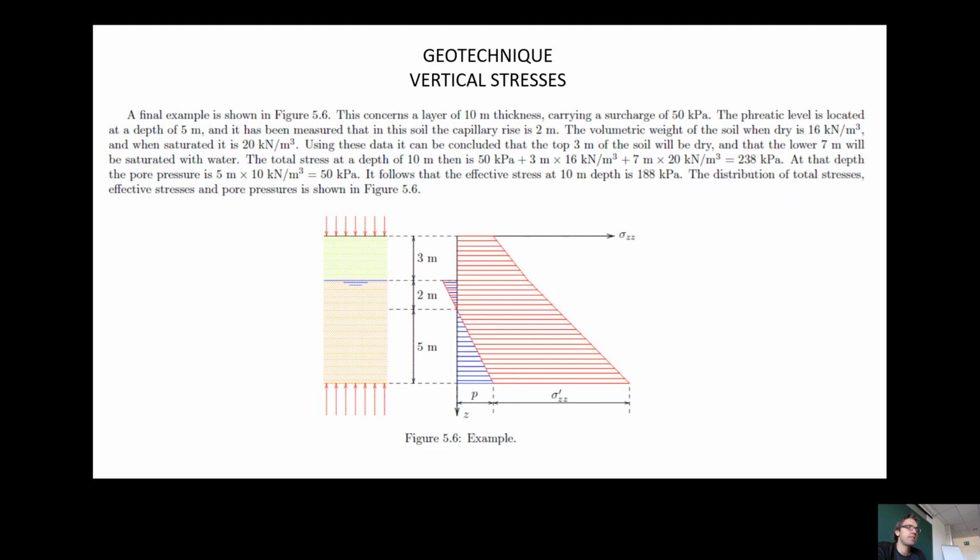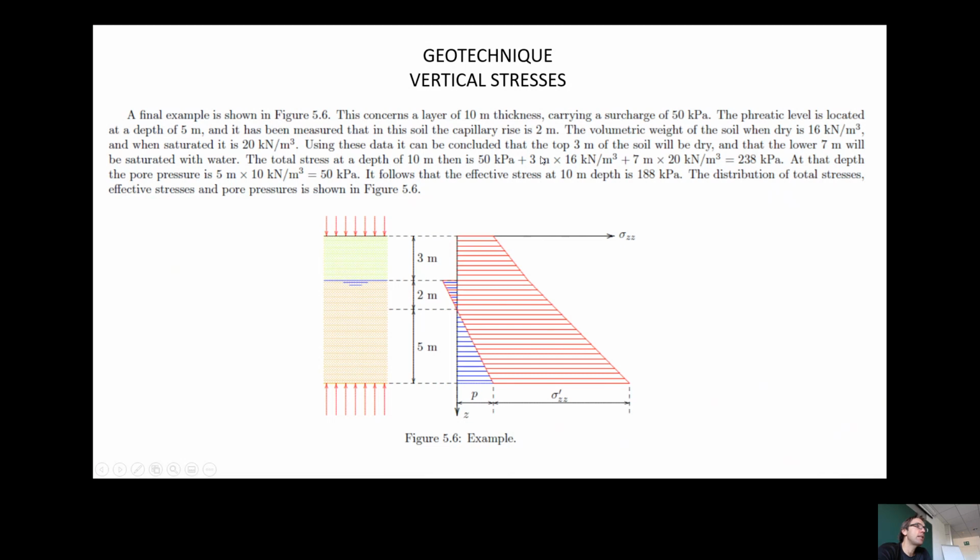It concerns the same layer of 10 meters thickness, but at this point we are carrying a surcharge, a load of 50 kilopascal. At this point, the phreatic level is located at a depth of 5 meters. And it has been measured that in that soil there is a capillarity rise of 2 meters. So see how complicated it is now, because the volumetric weight of the soil when dry is, we said, 15 kilonewton per meter cubed, and when saturated is 20.